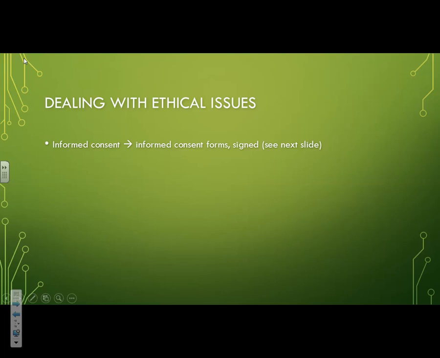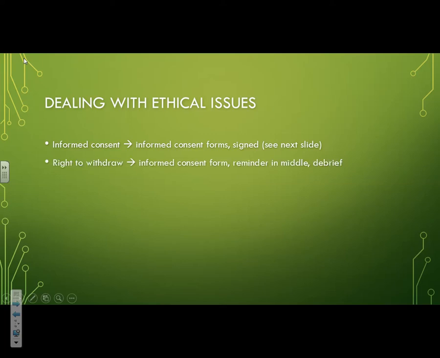All studies have the ethical issue of informed consent. This is how most of them deal with it. They have informed consent forms, which they get signed, saying, yes, I understand the information on the sheet, and I agree to take part. You'll see the next slide in a minute where you can talk about that.